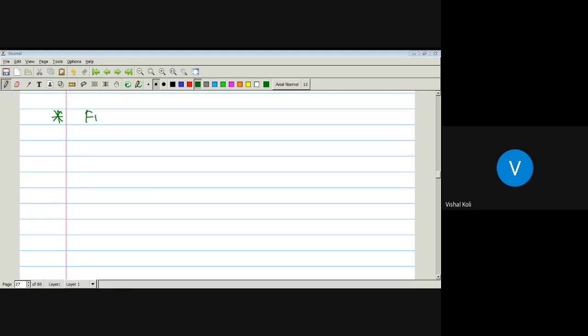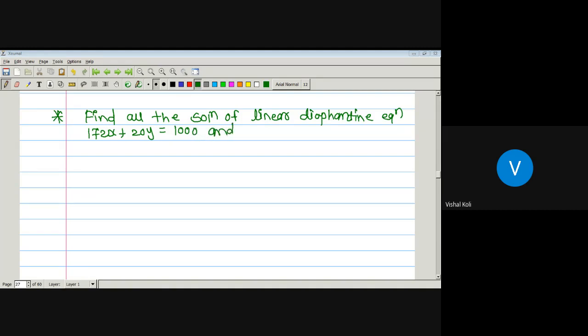Find all the solutions of the linear Diophantine equation 172x plus 20y is equal to 1000, and check whether the solution is positive or not.